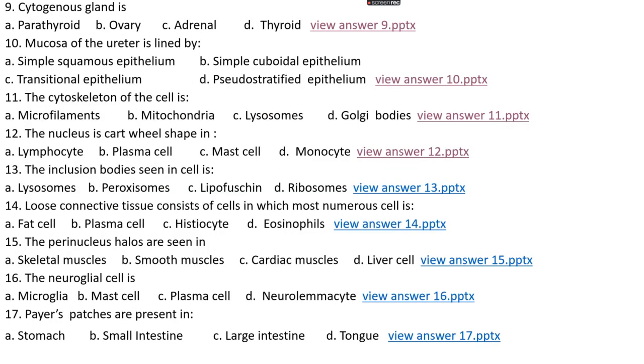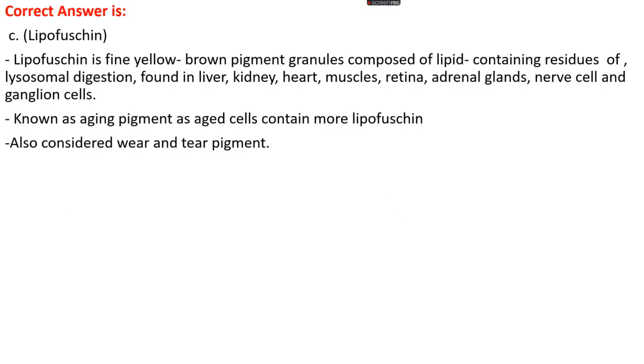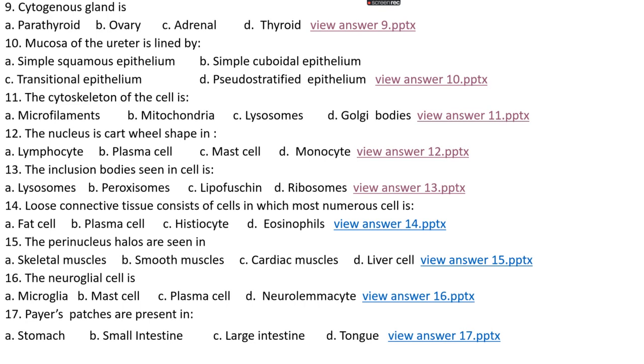Question number 13. The inclusion body seen in cells is: option A, lysosome; option B, peroxisome; option C, lipofuscin; option D, ribosomes. The right answer is option C, lipofuscin. Lipofuscin is a fine yellow-brown pigment granule, mainly composed of lipid-containing residue of lysosomal digestion, mainly found in liver, kidney, heart, muscles, retina, adrenal gland, nerve cells, and ganglion cells. It is also known as aging pigment, as aged cells contain more lipofuscin, and it is also considered a wear and tear pigment.